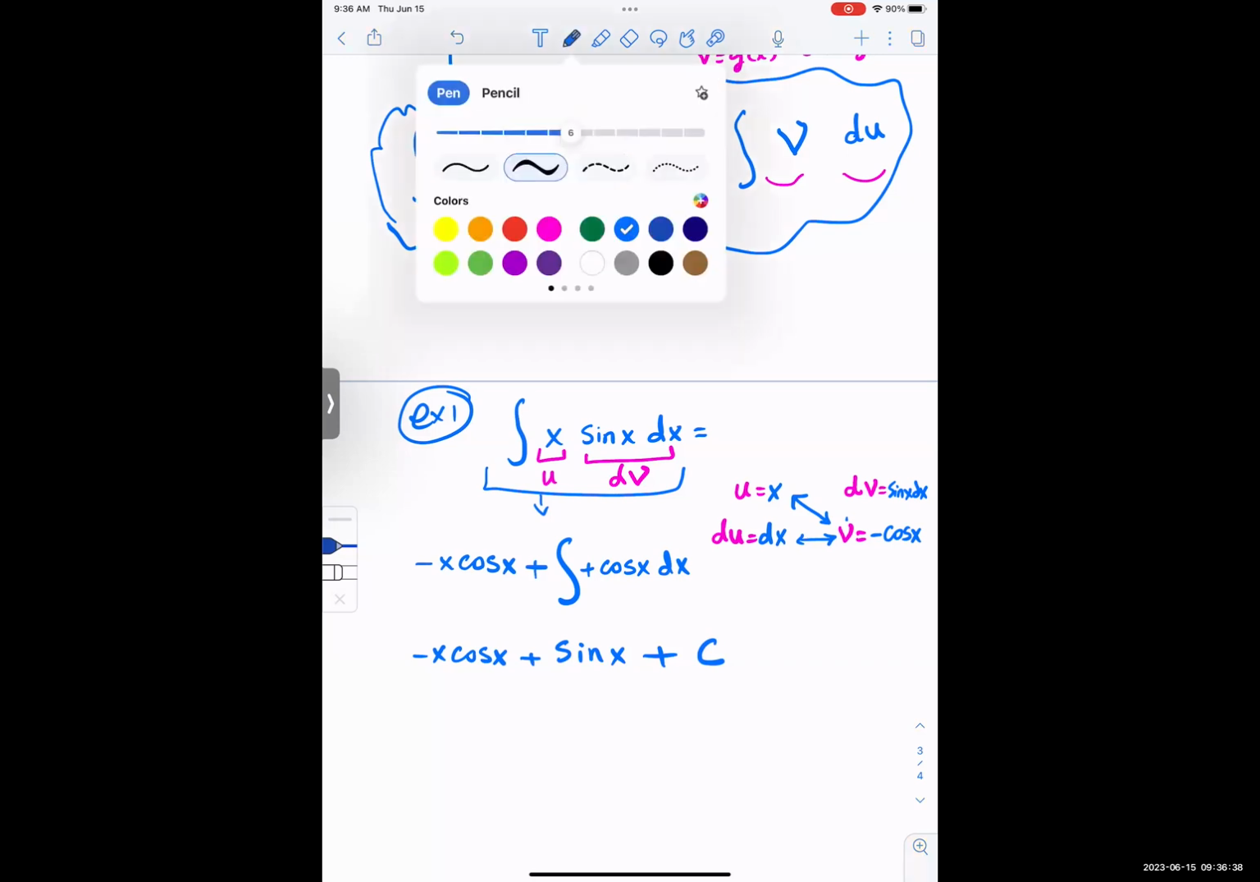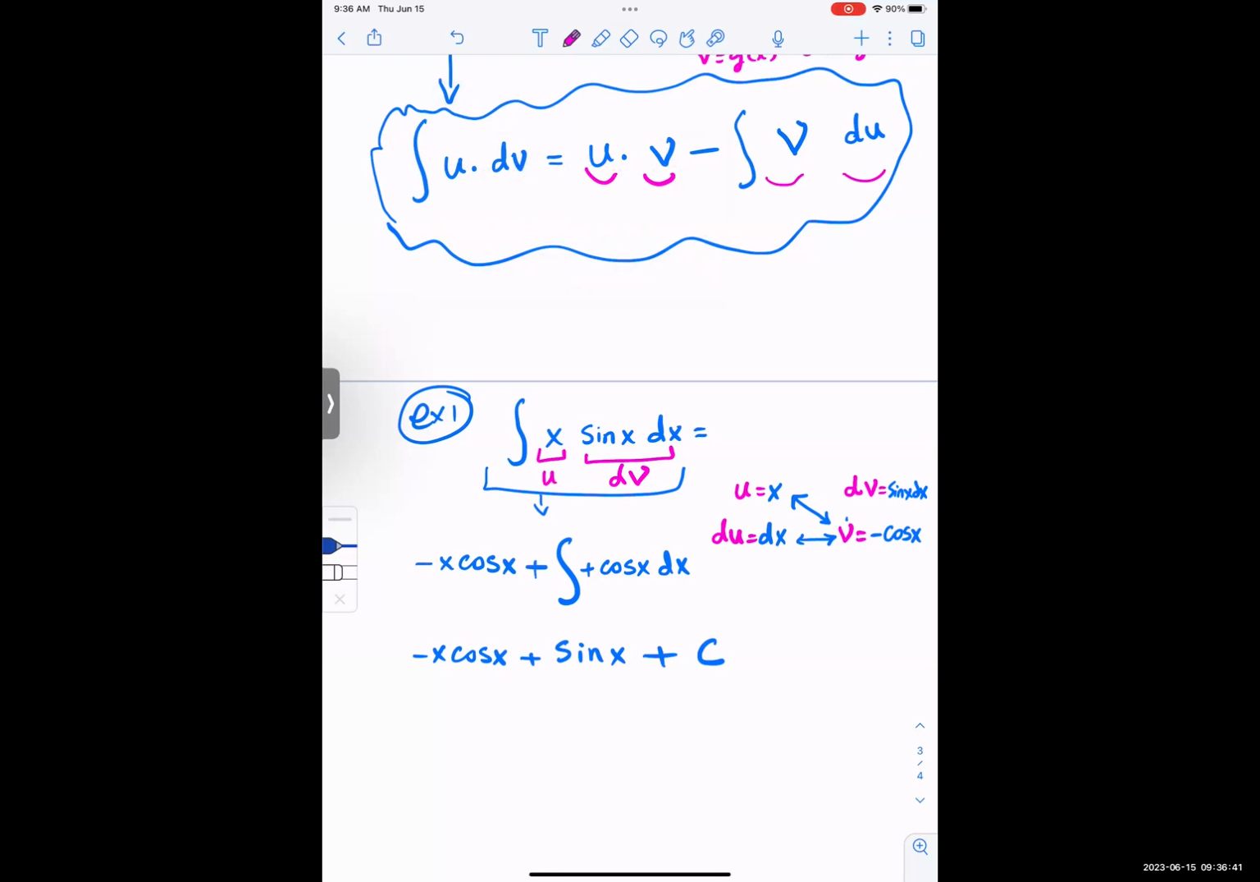I'm going to give you a minute. Find the derivative of the answer and see if you get the original back. Check your work. Remember, when finding the derivative of negative x cosine x, it is the derivative of the first times the second, plus the derivative of the second times the first, and then adding the derivative of sine. So here is a minute. Check your work and tell me if you get the original.